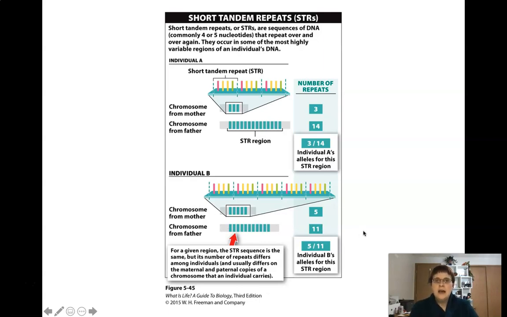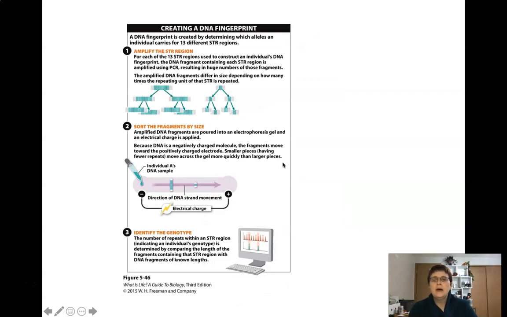So how can we tell what these are? Well, if we want to create a DNA fingerprint, what we do is look at 13 different STR regions. Each of these STR regions have a set of enzymes that we can use to cut out and then copy, so we can amplify them and make tons of copies so we can see them.